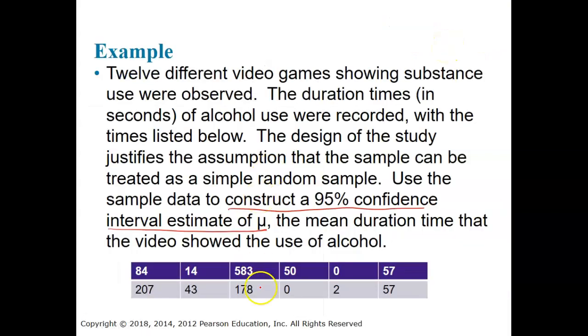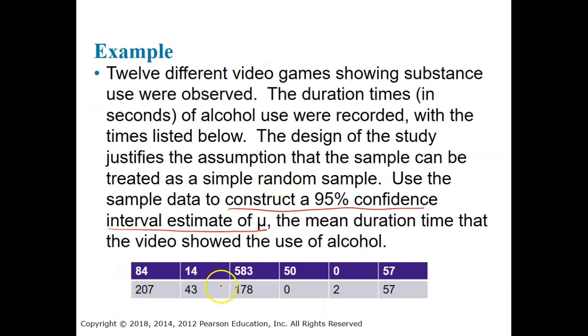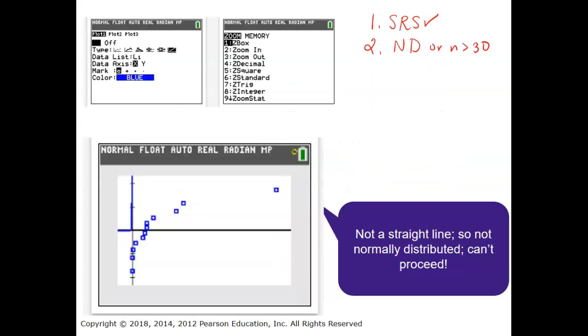If we look at this sample, clearly we don't have more than 30 data values. So we need to make sure that it is at least approximately normally distributed, and we can do that through a normal quantile plot. As a reminder, you'll go to second y equals, which brings up your stat plot. Choose the very last graph here and then do zoom stat, which is zoom 9. Because it doesn't line up in a straight line, that tells us our population is not normally distributed. Since it's not normally distributed and n is not greater than 30, we aren't able to go ahead with this problem. If we can't fulfill these requirements, then we have to stop.